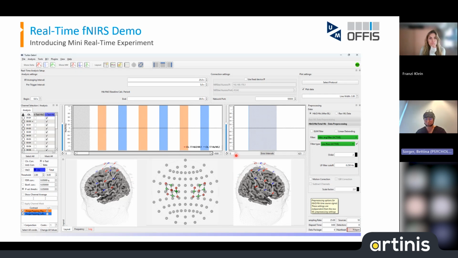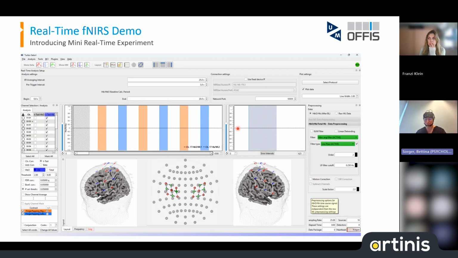So maybe what I would also like to point out is that we can also do a couple of pre-processing steps. And of course, different kinds of filter. Now we start with the moving average filter. We can also do online motion correction. We do short channel regression, as just demonstrated by Franzi. We can also use a subtract channel approach so that you can subtract the activity in one channel from another, just to also make the signal more cleaner. These are all the things that you can do.